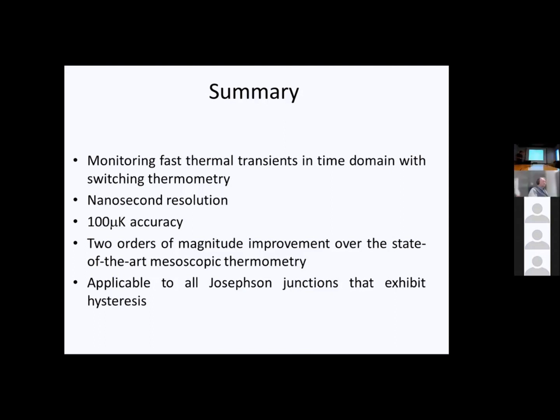Okay, and what is important to state is that the method is applicable to all Josephson junctions that exhibit hysteresis. It can be thermal hysteresis, or it can be hysteresis resulting from the running state in tilted washboard potential. So you can use some proximity junctions like this niobium silver. Niobium would be very good, for example, to study below 300 mK.